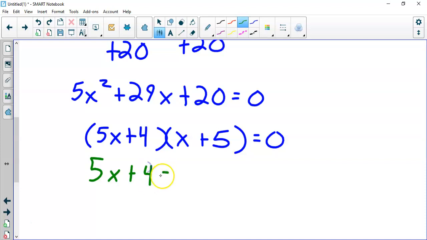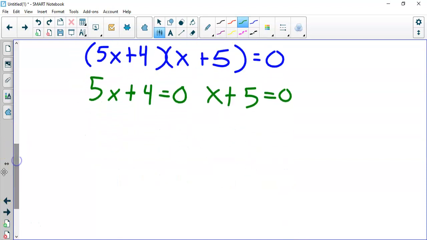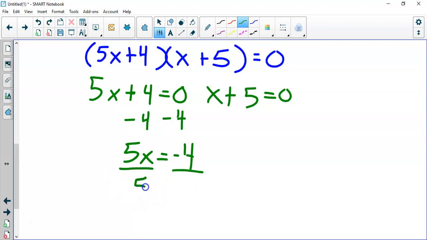5x plus 4 equals 0, and x plus 5 equals 0. So how do we solve this first guy right here? Move the 4. 5x is equal to negative 4. Divide by 5. So what does x equal? Negative 4/5, because that does not reduce. That's one possible answer.